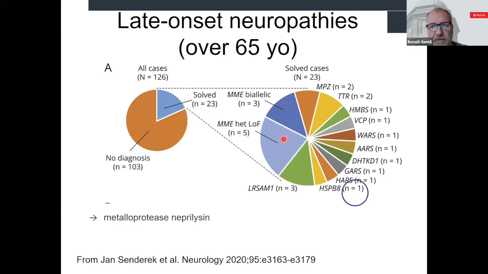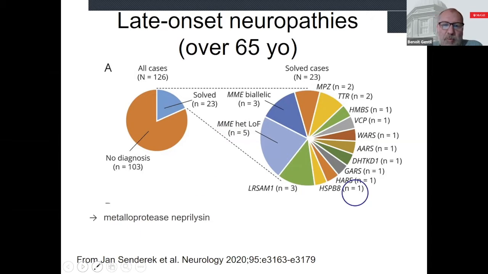And what they found is a very different profile according to the results. As you can see here, you have this MME gene that is highly mutated if you go over 65 years old. And you can see here that the genes are a bit different from the previous slide I shared with you. So there's a different pattern suggesting that these genes are pretty slow to trigger the disease. And this gene is particularly interesting because it encodes a protease, a metalloprotease, neprilysin, and it has triggered a lot of interest in the literature recently.